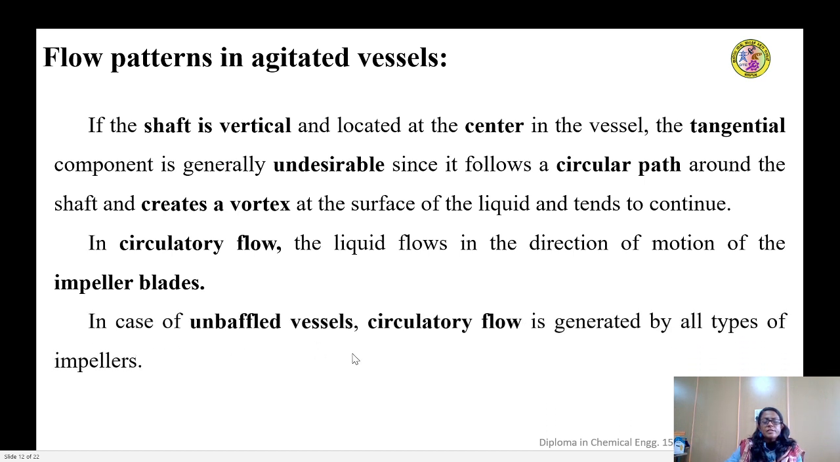In case of unbaffled vessels, circulatory flow is generated by all types of impellers. That means, irrespective of the type of the impeller, the circulatory flow or a swirling flow is likely to take place if the given vessel, the agitated vessel, is not provided with the baffles.